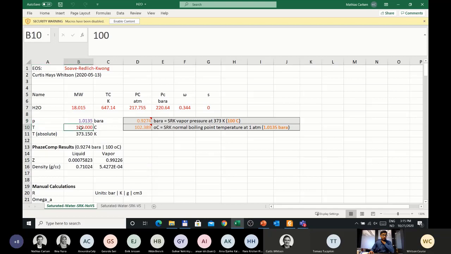So what we will be doing is trying to use the SRK equation of state model to calculate the vapor pressure at 100 degrees C, which is the boiling point of water. We already know that since it's the boiling point of water, the answer should be close to the standard pressure, which is 1.0135 bar absolute.